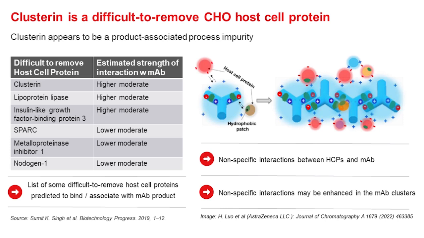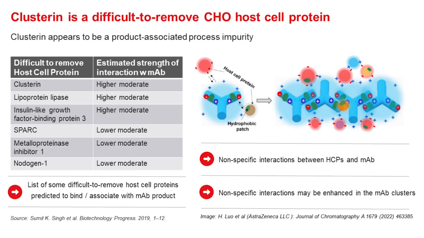So a customer has approached us with a difficult scenario, which was for the removal of Clusterin. So Clusterin is a host cell protein from the CHO cell line, and it associates with the product. So it is known to piggyback on antibodies and to be co-purified along the whole purification train if there is not a scavenging resin in place.